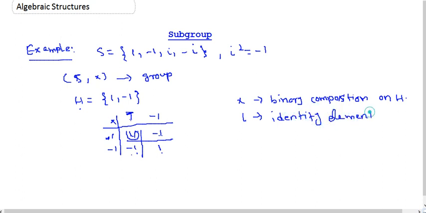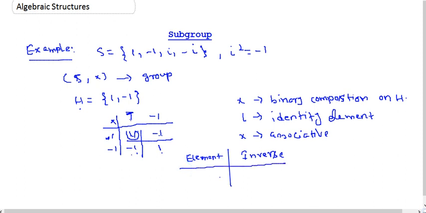You can easily check that it is obviously associative, so we don't have to go through that part. Is there an inverse for each element? You can clearly check that the inverse of 1 is 1 and the inverse of minus 1 is minus 1.